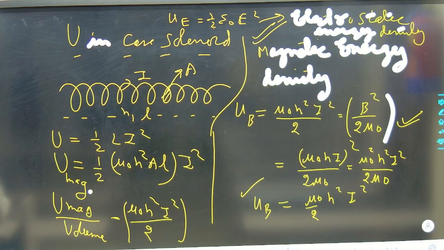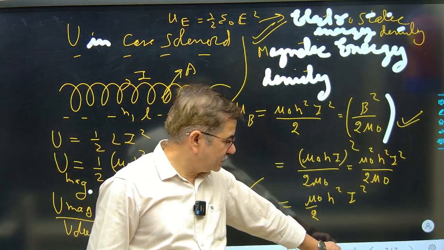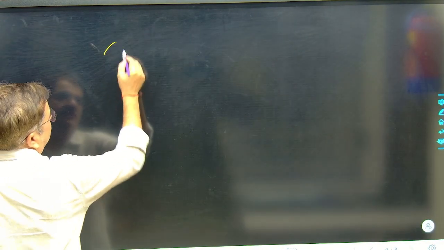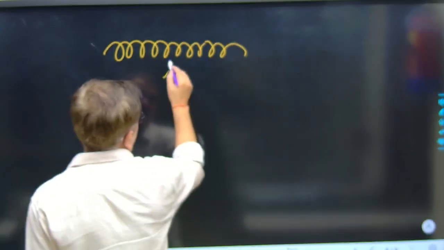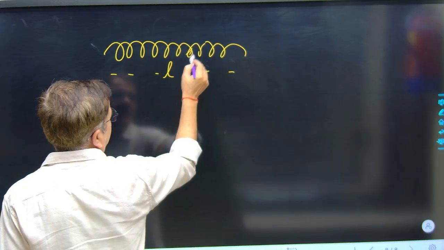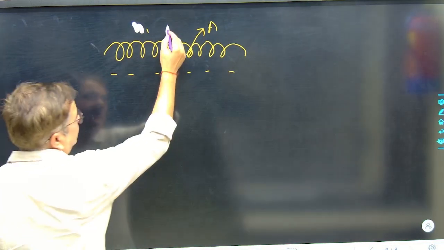In certain cases, I will relate it also. The magnetic energy density in the solenoid, how does it go? So if I am going for this magnetic energy density, say I am taking a solenoid. In the case of solenoid, if I say the length is L, area of cross section is A, N is the number of turns per unit length.